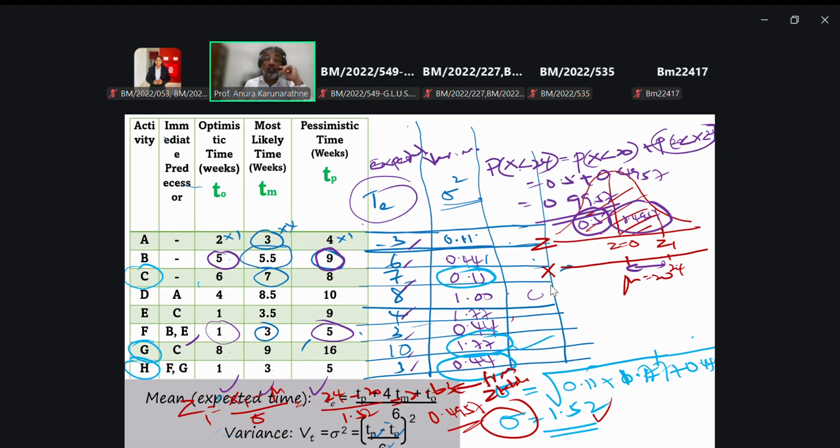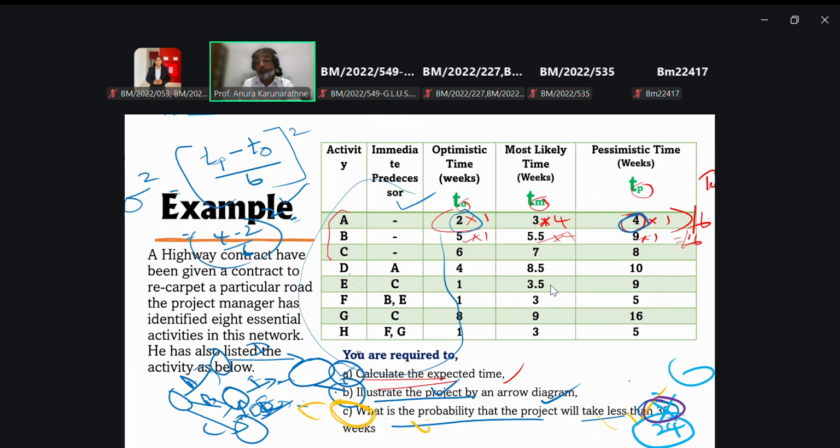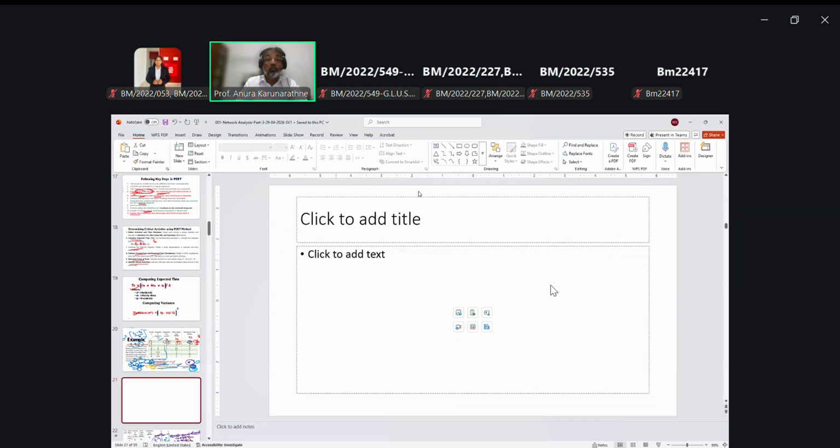So if I change this question to 18 weeks, what would be the answer? So here again we can do the same thing. So I will start a new slide so you can understand it easily, right?